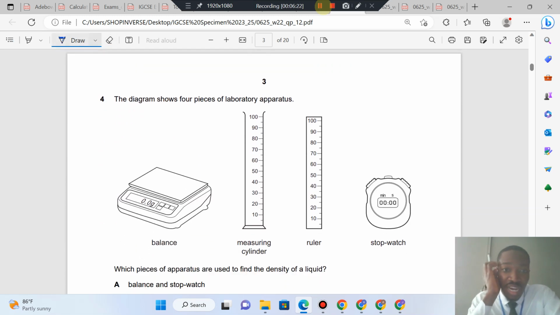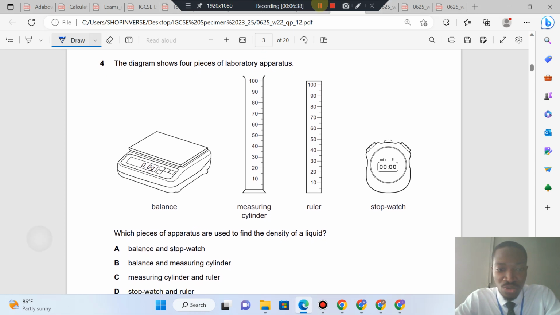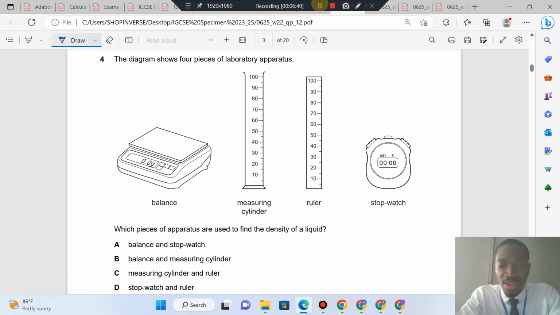Question 4. The diagram shows 4 pieces of laboratory apparatus. Which pieces of apparatus are used to find the density of a liquid? So you have to find the apparatus that is used to find the density of a liquid. Remember that the formula for density is mass divided by volume. Do not forget that you are dealing with a liquid.